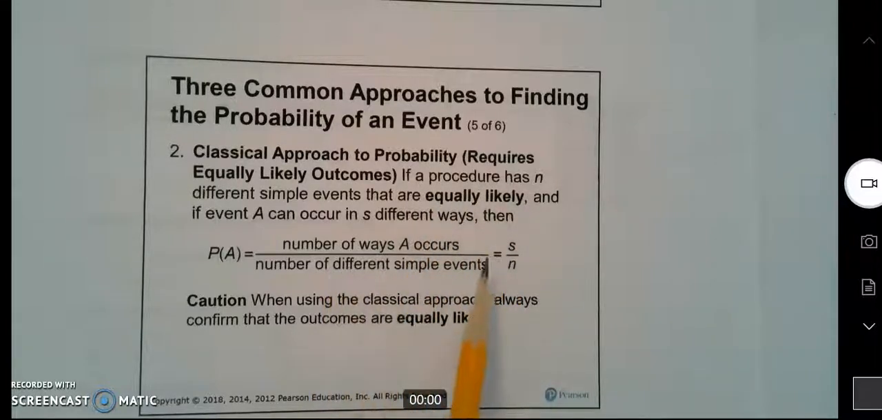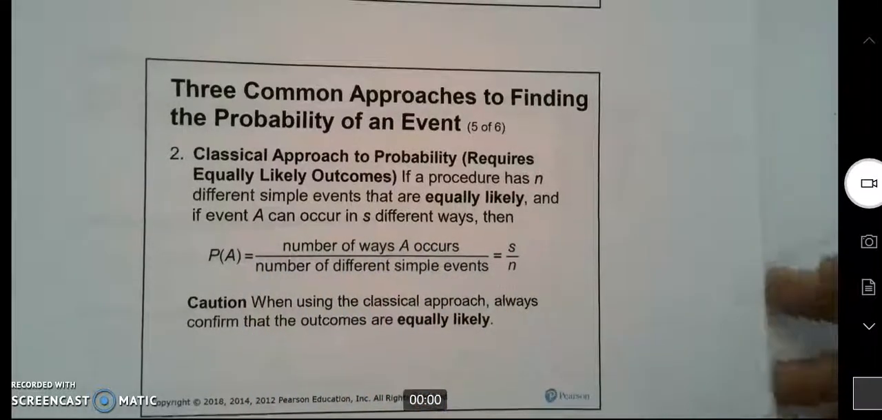So n represents the number of simple events. So how many are in your sample space? That's a total. And n is how many ways that your particular event occurs. Okay, so let's look at an example of this.